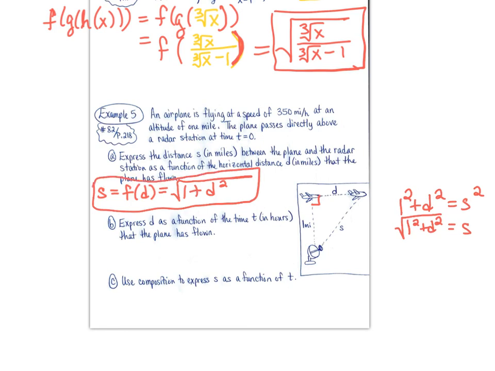Now, in part B, we want to express d as a function of the time t in hours that the plane has flown. Remember, distance is rate times time. But we're given the rate. An airplane is flying at a speed of 350 miles per hour. That's our rate. So that means that our distance, which we'll call g of t, right? Because it says express d as a function of the time t in hours. That's equal to 350 times your time. So that's g of t.